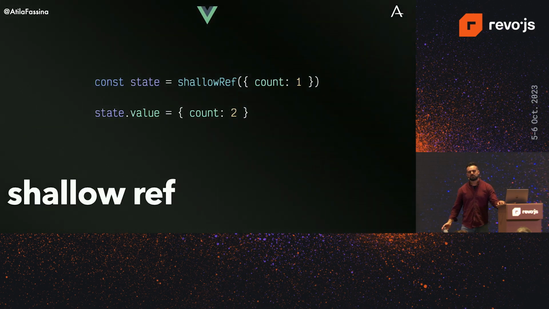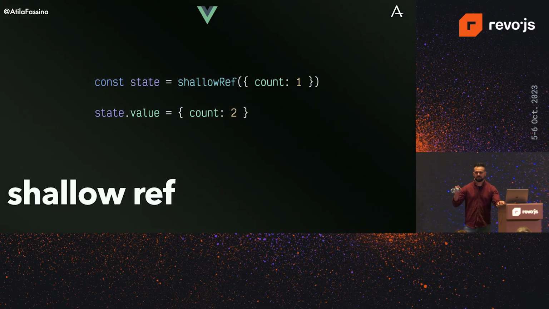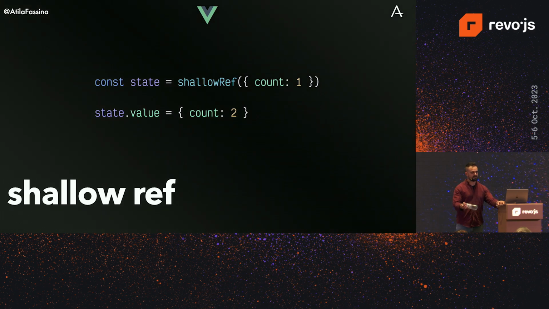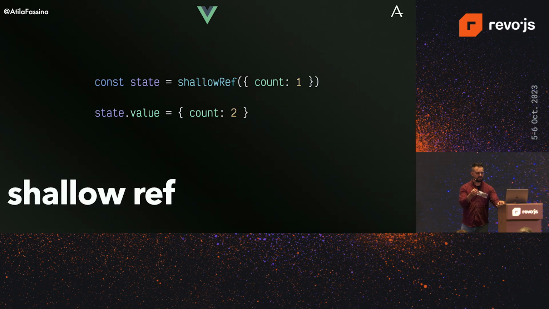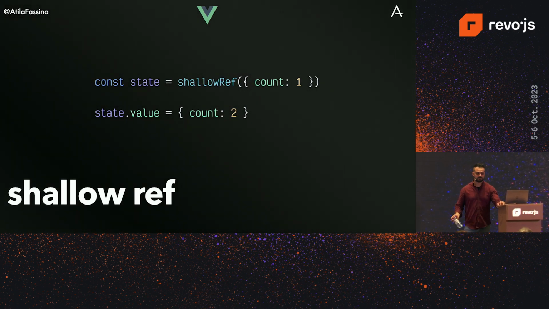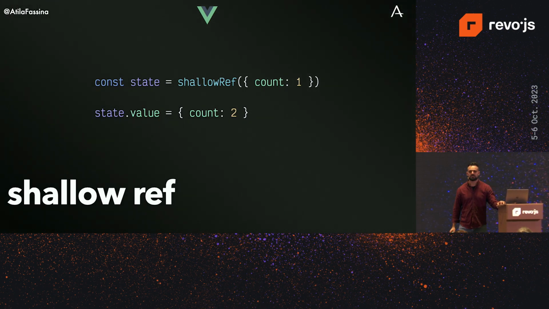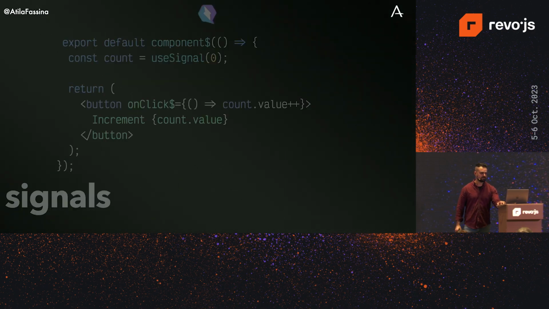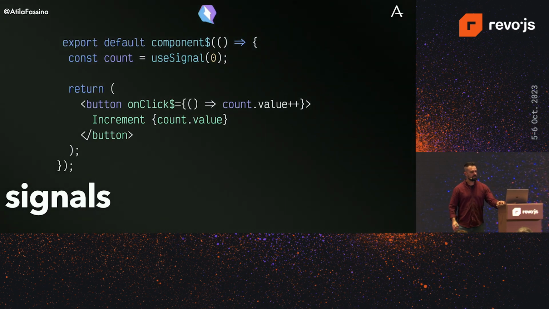So let's see how it looks on different frameworks. Vue has refs, and shallow refs in this case. So you define one, and you can update the value like that. The syntax is kind of straightforward, but that's essentially how you can leverage signals in Vue, though they're called differently.